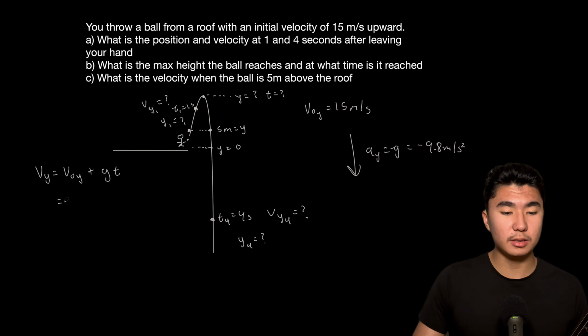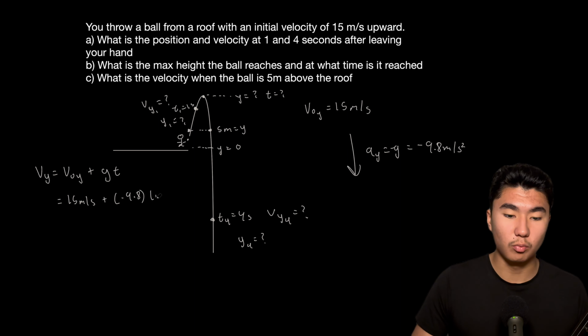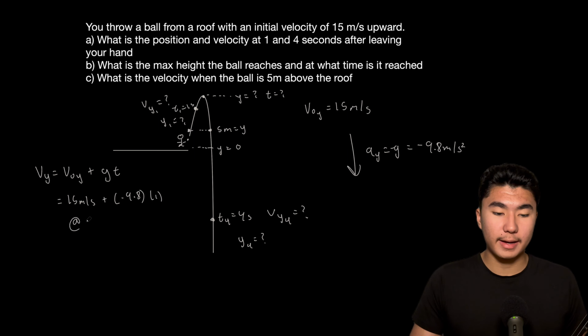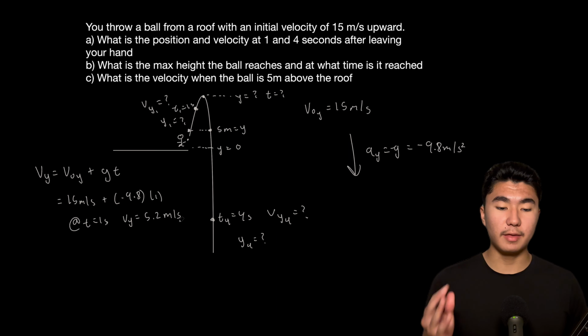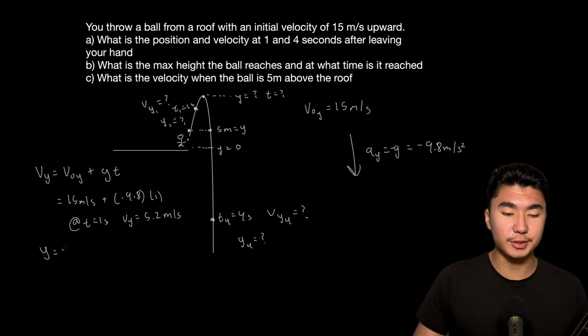So this is just going to equal 15 meters per second plus negative 9.8, and this is times time. So for our first one, it's just going to be 1 second. So at time equals 1 second, our velocity equals 5.2 meters per second. So that is our velocity for time 1. Now how do we find our position? Well, we use our position equation, and this is one that you're just going to have to memorize.